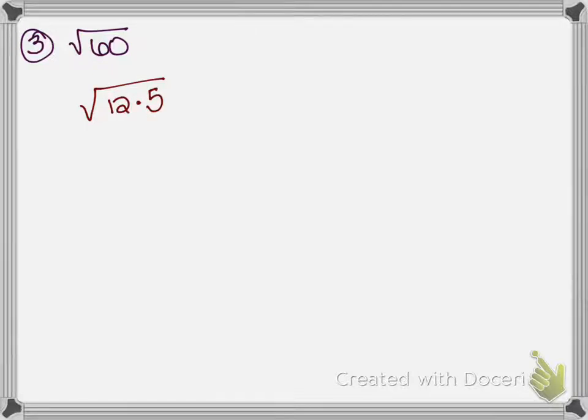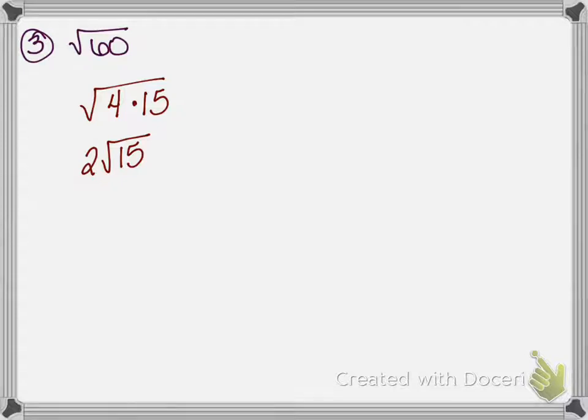60 is 12 times 5. But is 12 or 5 perfect? No, doesn't work. So what is perfect is 4 times 15. 4 times 15 is 60. 4 is perfect. The square root of 4 is 2. And so I get 2 on the square root of 15.